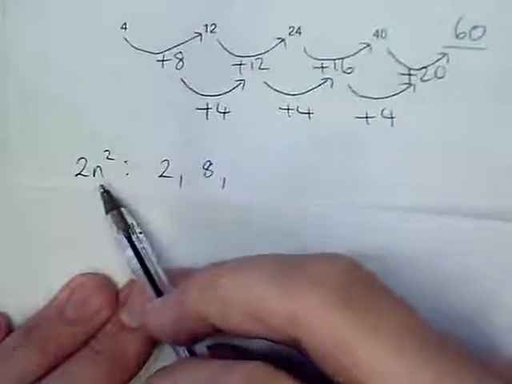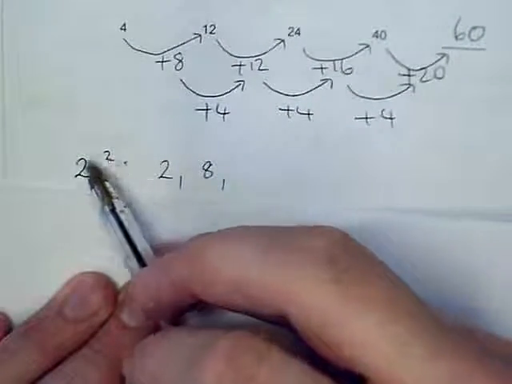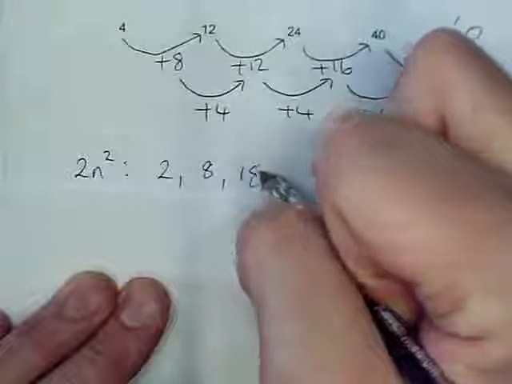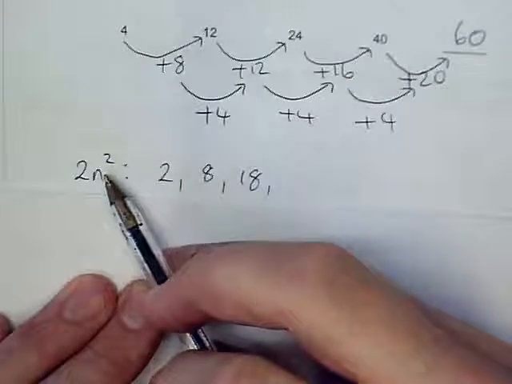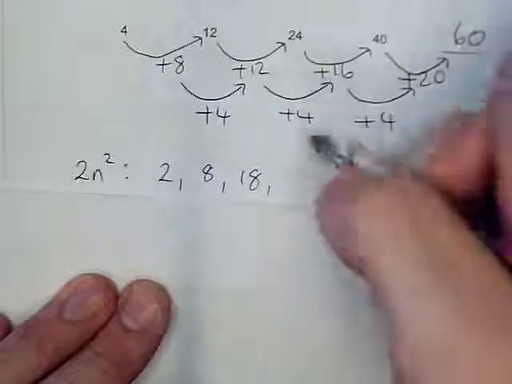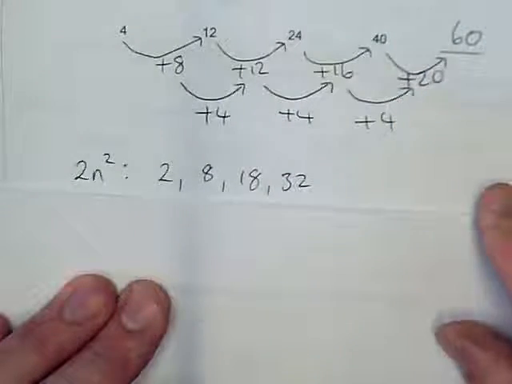The third number of the sequence, n, is 3. So 3 squared is 9, times 2 is 18. And we'll do one more. The fourth term in the sequence, 4 squared is 16, then times it by 2, gives you 32.